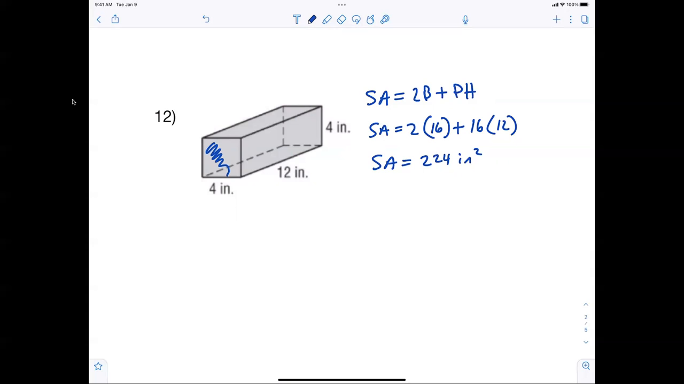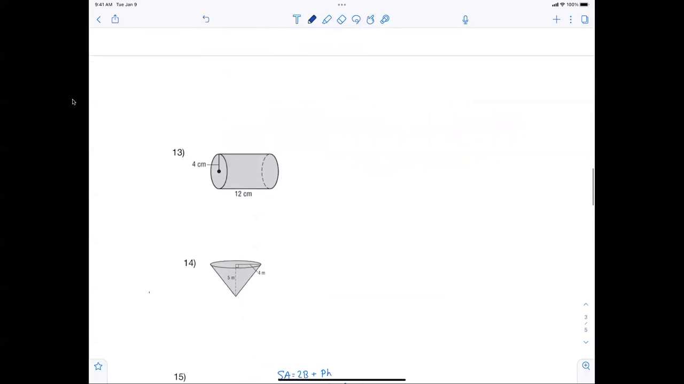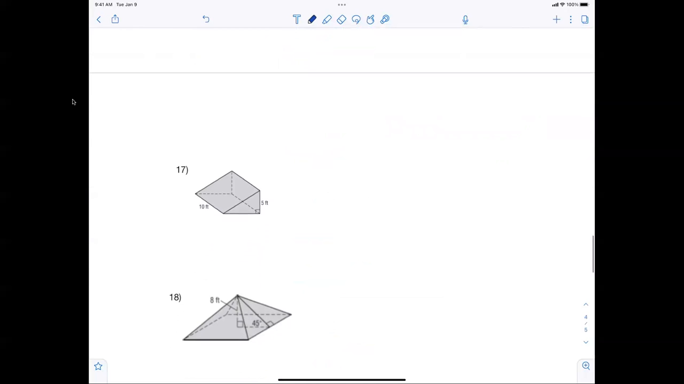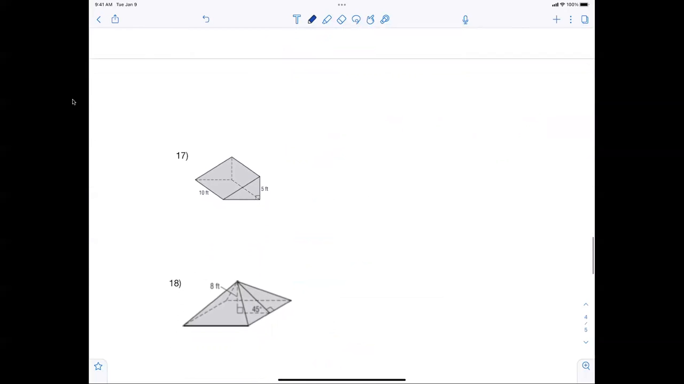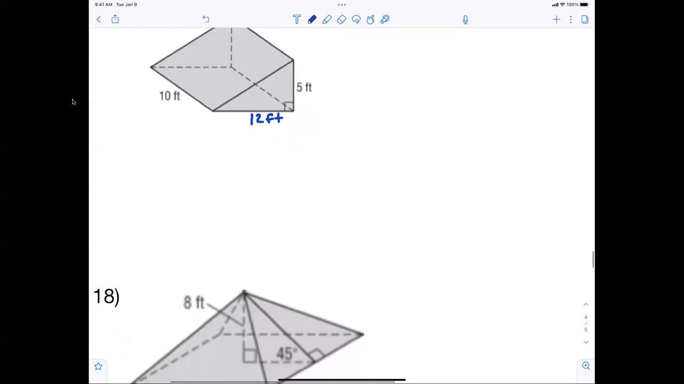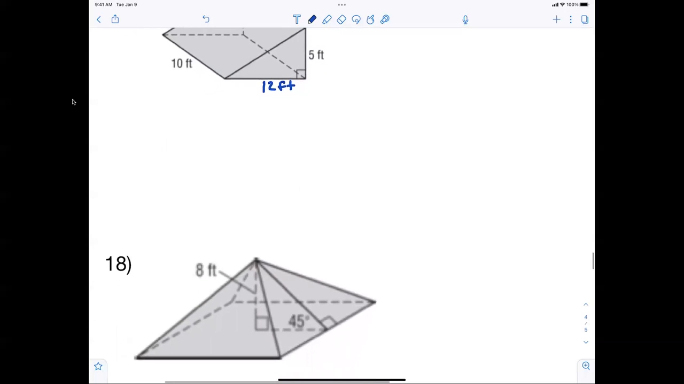All right, anybody have any issues with that? All right, that's a good little review for today. Let me go down and find something that might be a little bit more challenging. Okay, look at 17. I'm just going to make this easy on you. Make that a 12 right here, please. For whatever reason, I just noticed I didn't put in that measurement. Everybody put in 12 feet for number 17. All right, here we go. Now let's do 18.